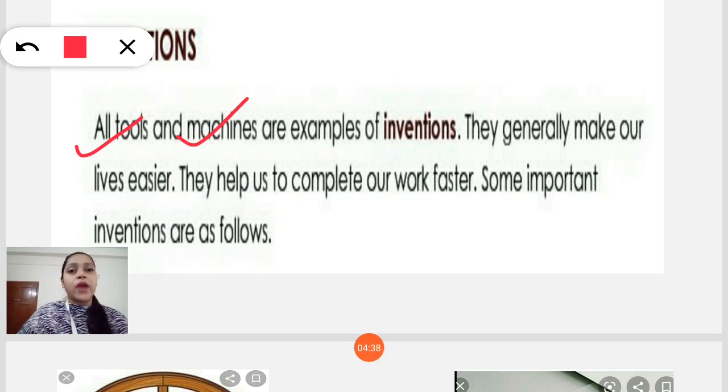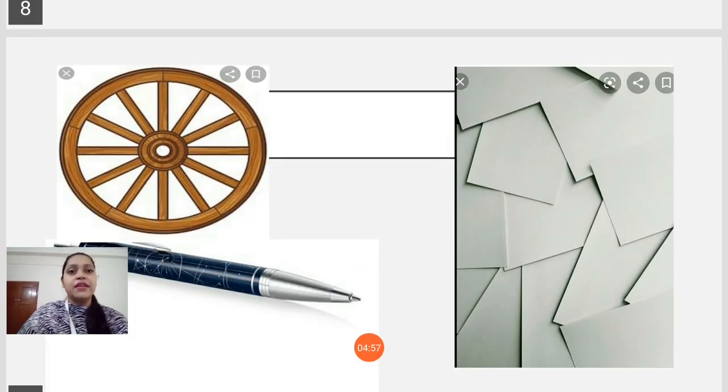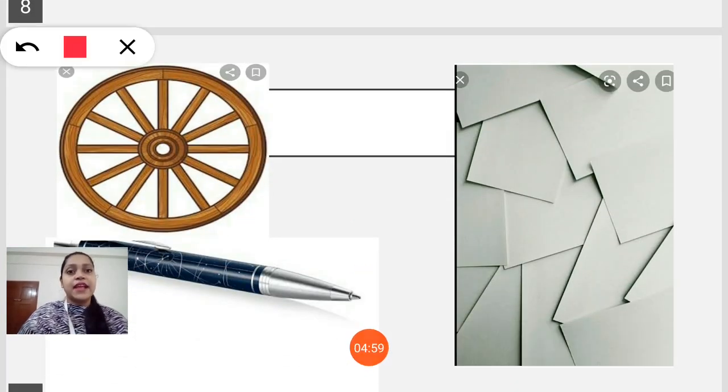And why are inventions made? They help us to complete our work faster. All machines, various tools which are made by human beings, which help our lives to be easier and which help to complete our work faster are called inventions. Let's look at some inventions. We have the wheel. Because of the wheel we can go from one place to another. It was a very important invention.